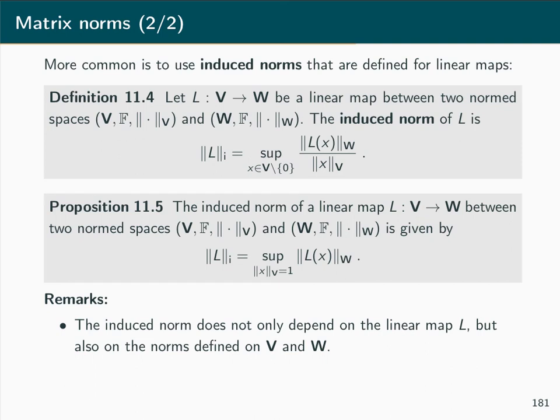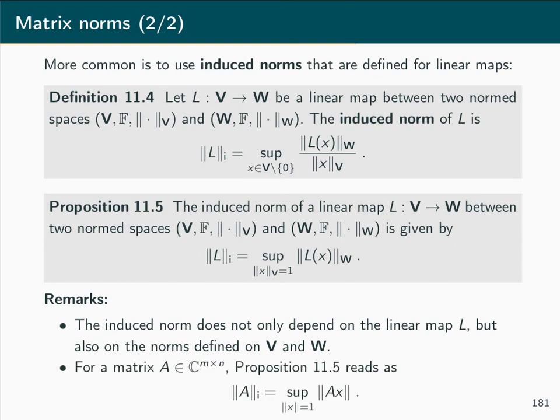Two remarks about the definition of induced norms. First, the induced norm does not only depend on the linear map L that we have at hand, but also on the norms defined on the spaces V and W. Then, in case the linear map is given by a matrix in C^(m by n), proposition 11.5 reads as: the induced norm of the matrix A is given by the supremum over all vectors with norm 1 of the norm of A times x. This fact is of course quite obvious.